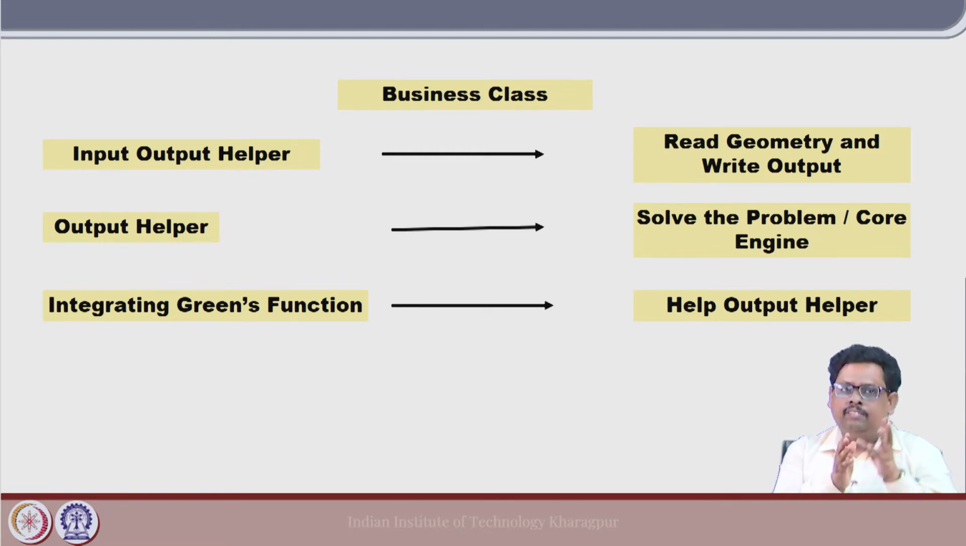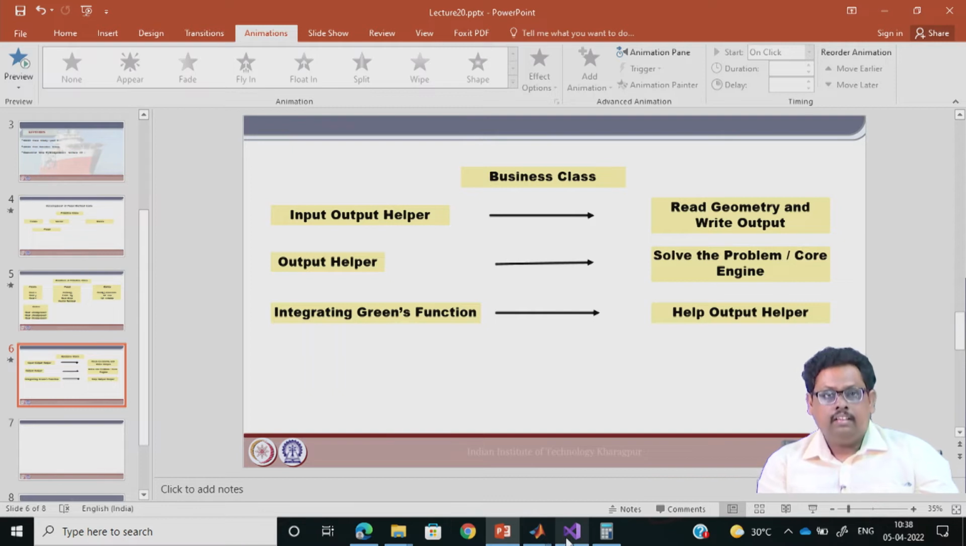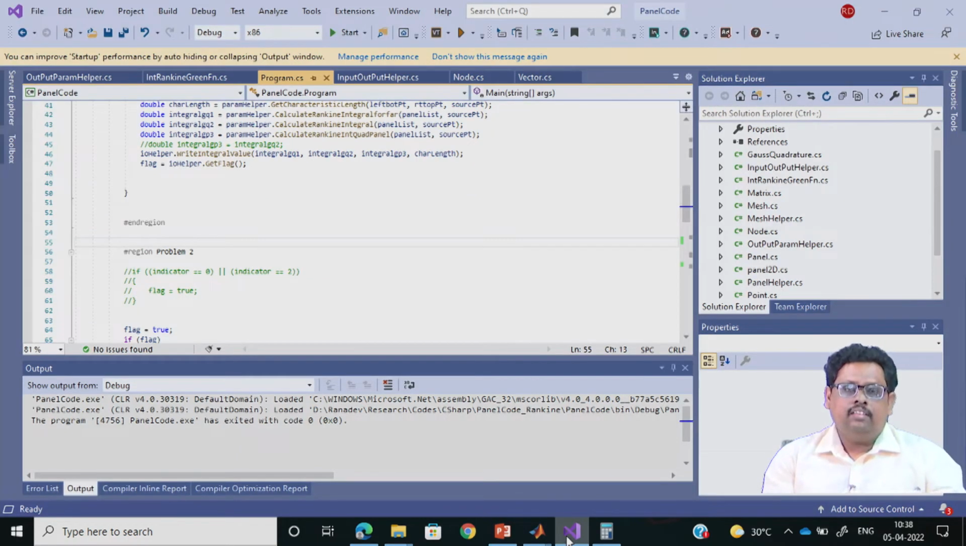Okay. The name of the class is not "integrating Green's function"; there is some other name in the original code. However, just to make it understandable, I am mentioning this. Now, with this understanding, let us try to see the code. Okay, this is the code.